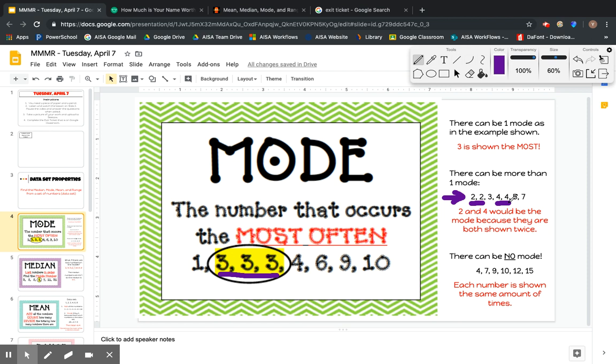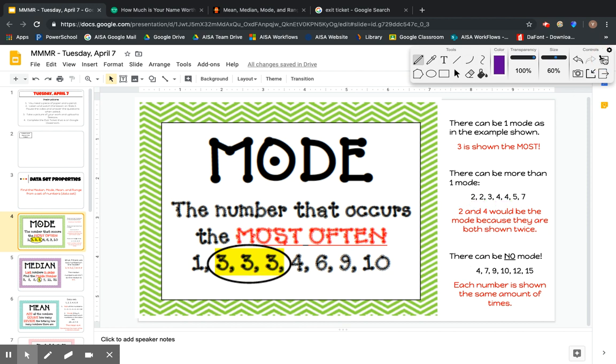There will also be times where you don't have a mode at all. So if I look at this data set, we have 4, 7, 9, 10, 12, and 15. All the numbers are only shown once. So because none of them repeat, we do not have a mode in this scenario.